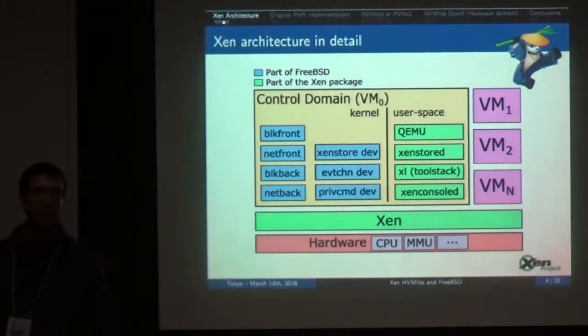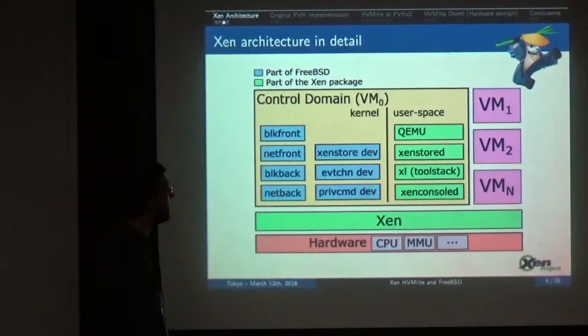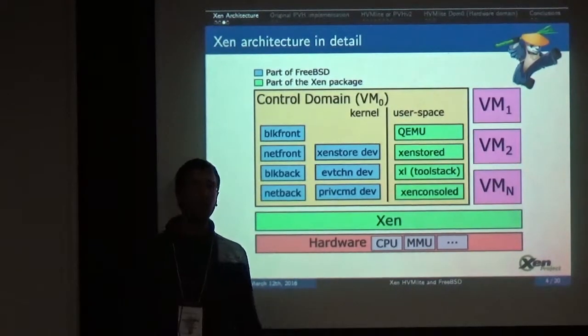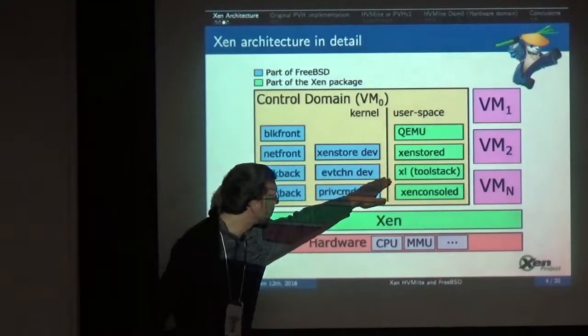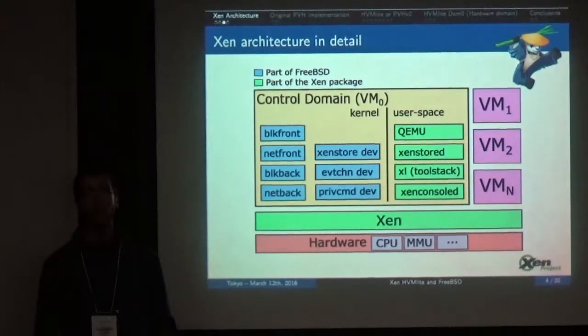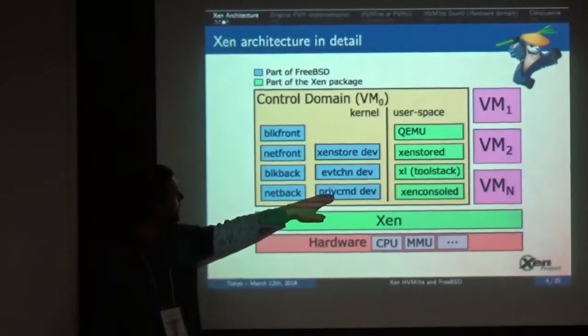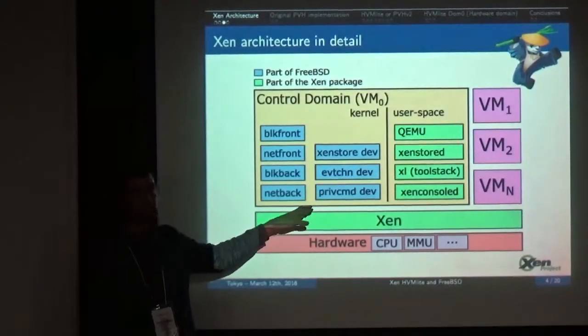The PrivCMD device does two tasks mainly. The first one is it acts as a proxy in order to send hypercalls from user space into Xen. This is very important because all the knowledge about how to create domains, how to build them, how to populate the memory map of domains is inside of the toolstack that runs in user space. But you cannot make hypercalls from user space, so we need this proxy device in order to tunnel the hypercalls from the toolstack into Xen.